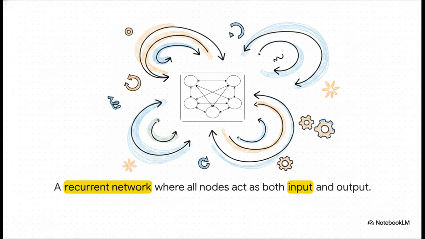Enter the fully recurrent feedback network. Unlike those one-way streets we just looked at, a recurrent network actually allows signals to loop continuously. The nodes can act as both input and output. This creates a highly nonlinear dynamic system that constantly changes and updates itself until it finally reaches a state of equilibrium. It's just a completely different way of processing information, and it's absolutely excellent for tasks where past context matters.